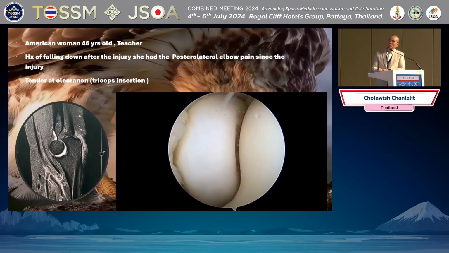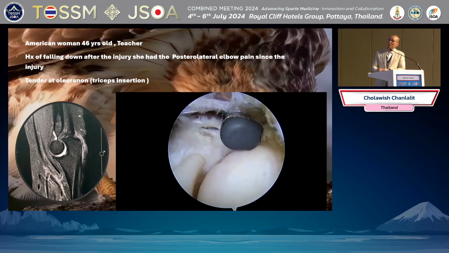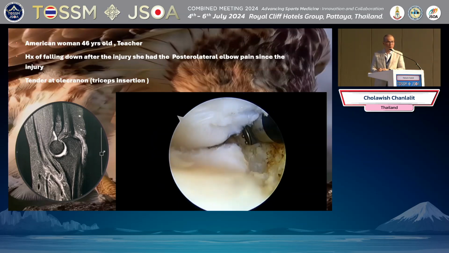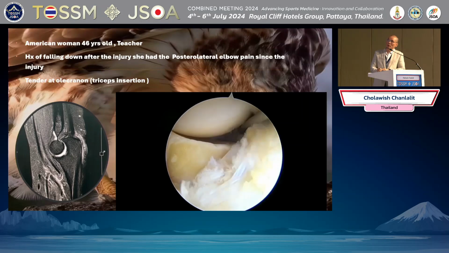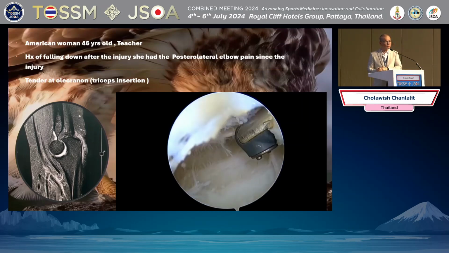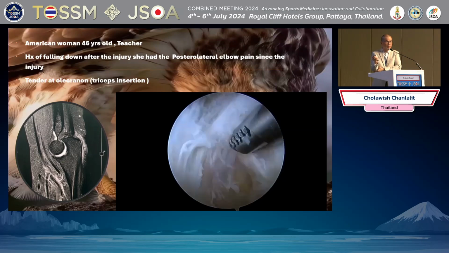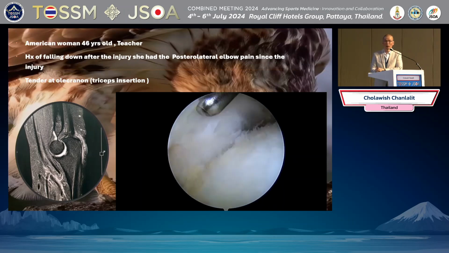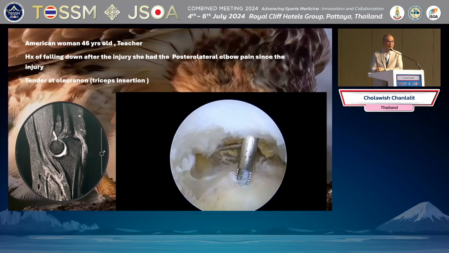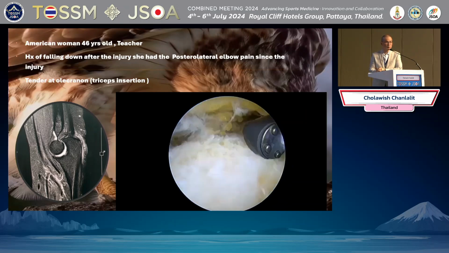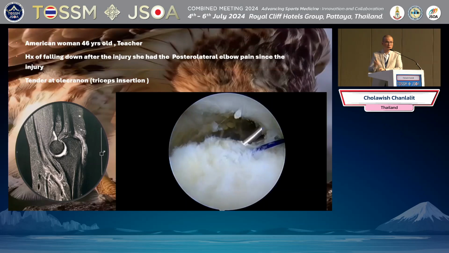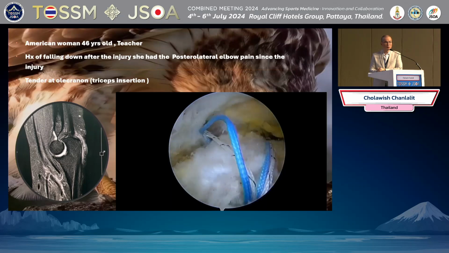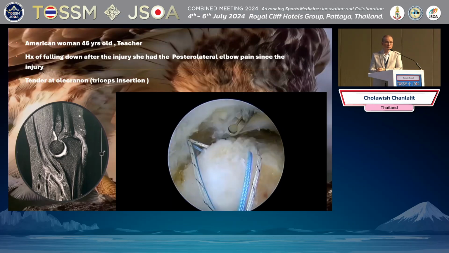This is an American woman teacher with a history of falling down and chronic pain. She got a diagnosis of posterolateral elbow pain since the injury, but she also complained about the back of her elbow being painful. I reviewed her MRI. You can see that there is still some signal change in the olecranon bone spur area, but it's like a tricep insertion. You can see that the tricep also has signal change in the superficial part of the tendon.